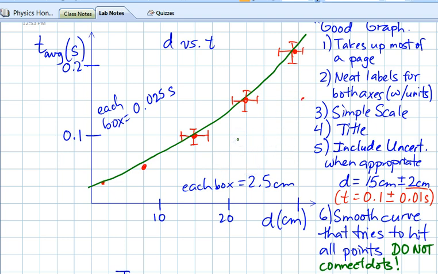And the last thing, and we'll talk about this in a following video, is to determine an equation for the line or curve. And we'll talk about how to do that a bit later on.